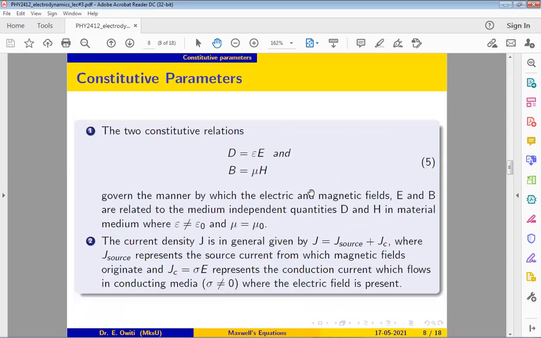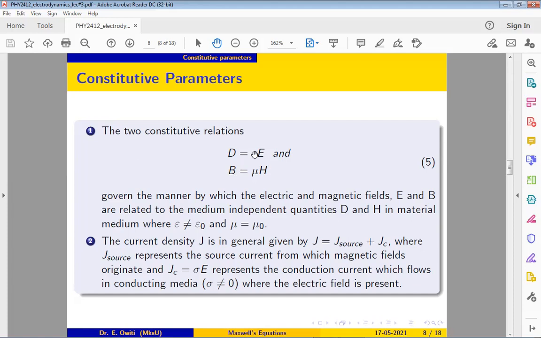So then we had already mentioned something called the constitutive parameters. The constitutive parameters relate the electric field intensity with the electric flux density, and the magnetic flux density with the magnetic field intensity. So you have this quantity D being equated to the permittivity of the material multiplied by the electric field intensity. For the magnetic field, you have the magnetic flux density B being equal to the permeability of the material multiplied by the magnetic field intensity. So these two are what we call the constitutive parameters.